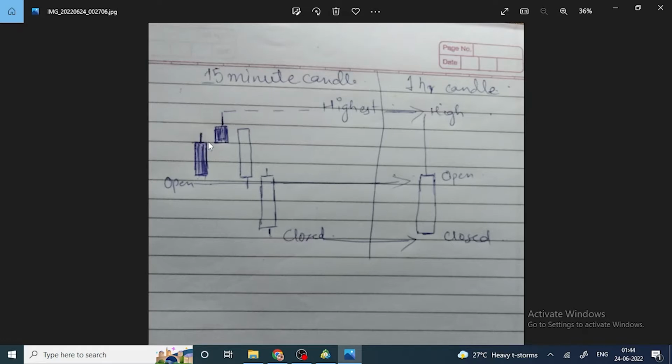Similarly, there is another candle that opens here, goes to the highest point. This is the highest point. It comes back down and closes here.